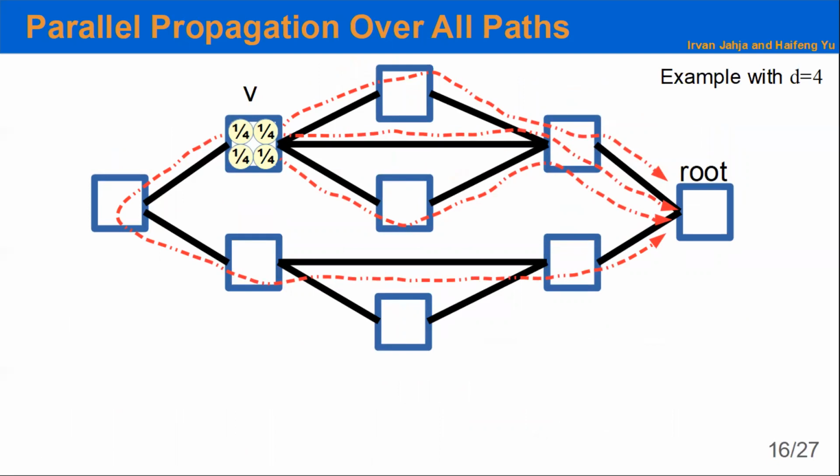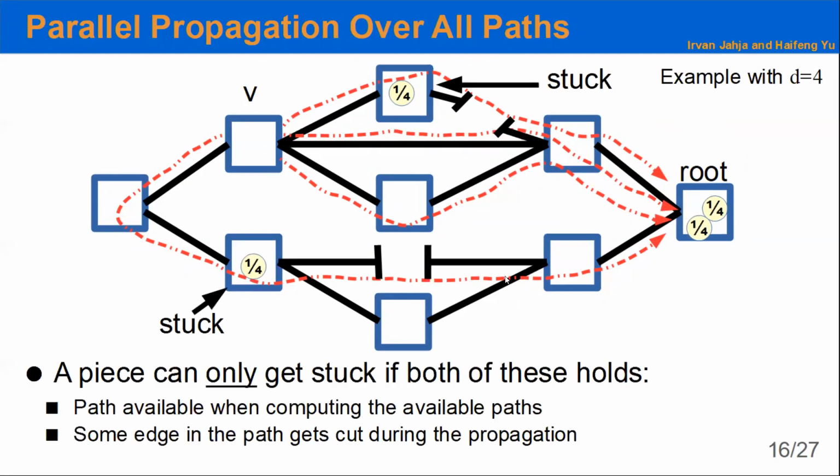Now, with the previous idea of massively parallel aggregation, let's take a look at what happens now when some of the edges got cut. So in turn, this will cause some of the paths to get cut, which in turn causes some of the pieces to get stuck instead of arriving at the root. However, note that a piece can only get stuck when both of the following conditions hold simultaneously. First, the path was still available and not yet cut when the algorithm computes the available path. Second, the path must then get cut right when that path was being used. Putting it another way, the adversary has to cut this edge within a certain vulnerability window in order to cause the piece to get stuck. If the path got cut outside of this vulnerability window, then nothing bad will happen.